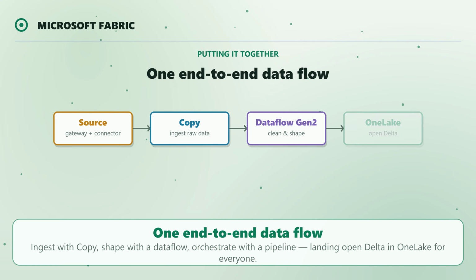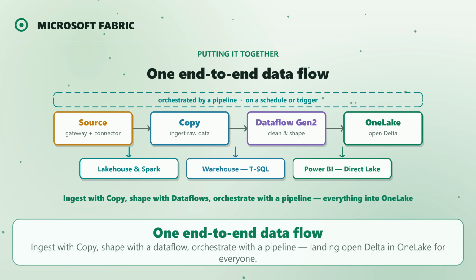Let's put the whole picture together, because every piece we've covered fits into one clean flow. It starts at the source, say, an on-prem database reached through a connector and a data gateway. A copy activity ingests the raw data, exactly as it is, into OneLake. That's your bronze or raw layer. A Dataflow Gen2 then cleans and shapes it, fixing types, removing duplicates, joining reference data into a curated silver layer. The whole sequence is orchestrated by a pipeline running on a schedule or an event trigger, so it repeats reliably without anyone babysitting it, and incrementally, so it stays fast.